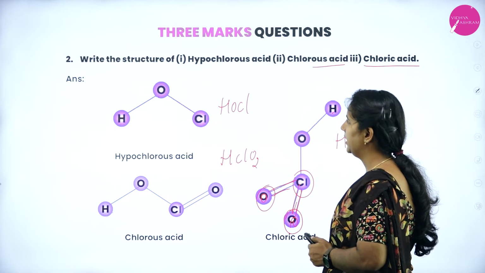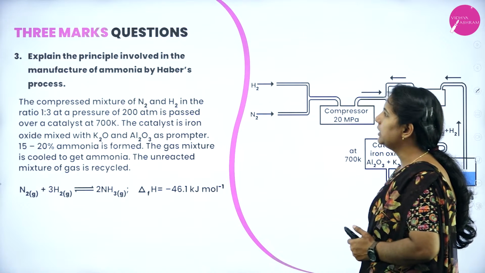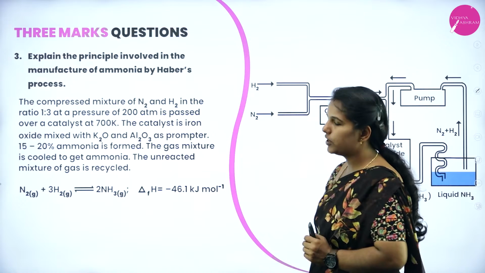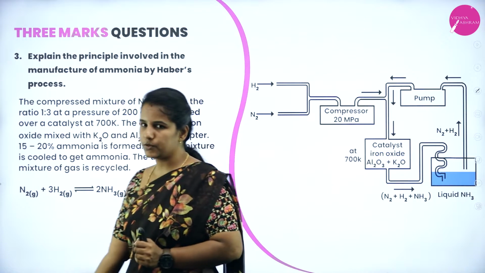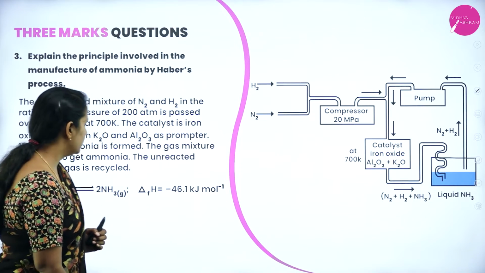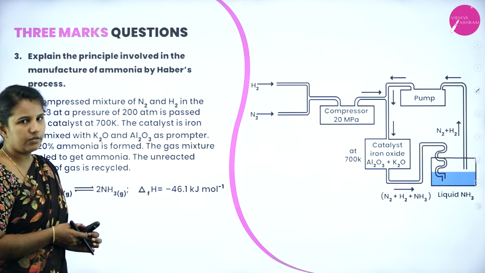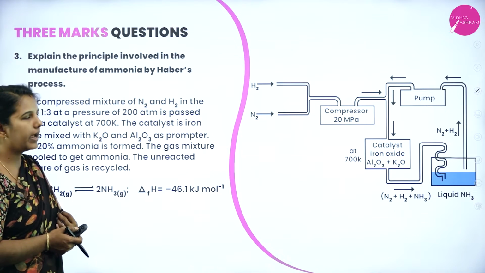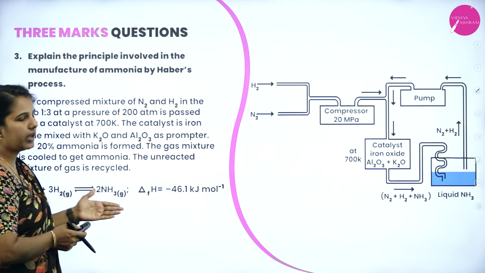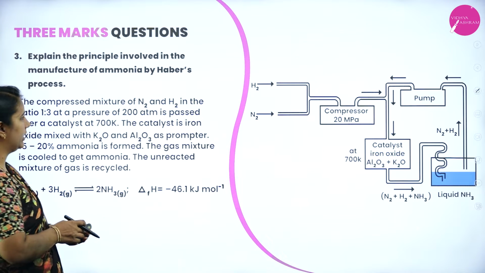Okay. Next, explain the principles involved in manufacturing of ammonia by Haber's process. Here also you must know how the steps are followed and how to write with a diagram. So first I will explain the theory, then I will go with the diagram.